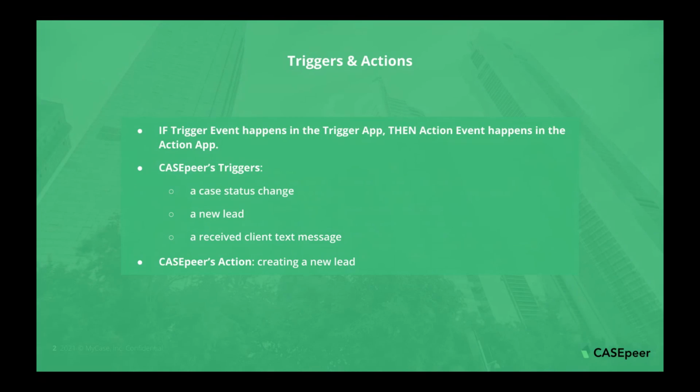And then right now, CASEpeer has an action, which is creating a new lead. So if your firm uses some other app to generate leads, or maybe you use a Google form or a Gravity form, and you want to be able to have those leads coming into CASEpeer, you can use CASEpeer's action event to create a new lead. So those are the basics before we get started actually clicking around in Zapier.